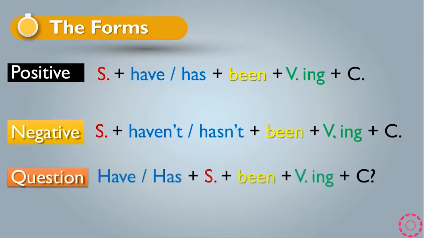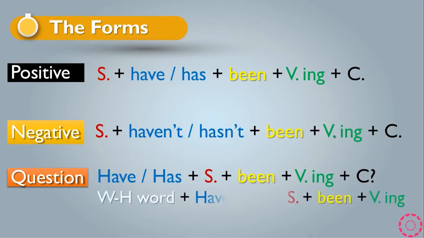For question, have or has at the beginning, and after that we have the subject followed by been and verb ing and also the complement. At the end is a question mark. We have WH questions, so the WH question word comes at the beginning. After that, it's followed by have or has, plus subject, plus been, plus verb ing, plus complement, and also a question mark. So these are the forms of present perfect continuous in positive, negative, and question.